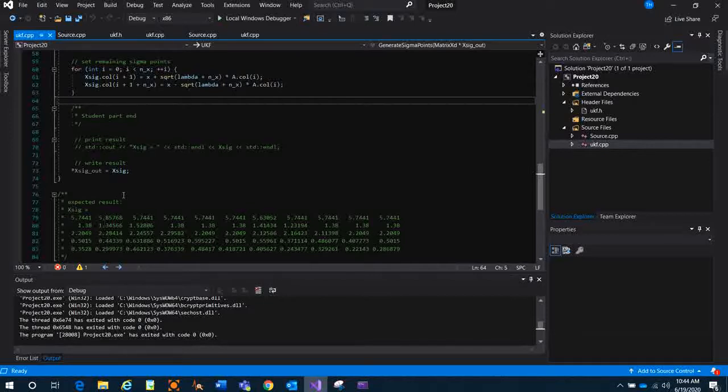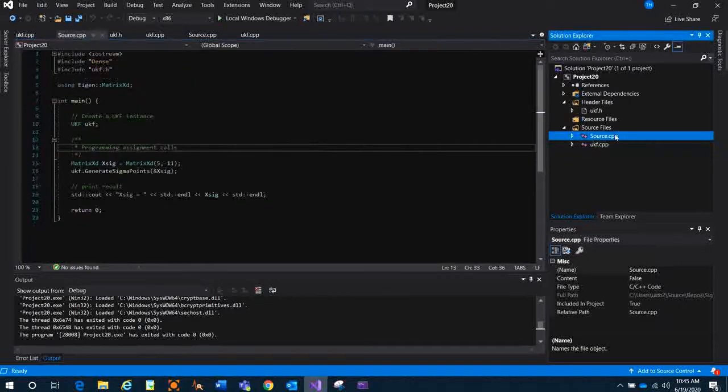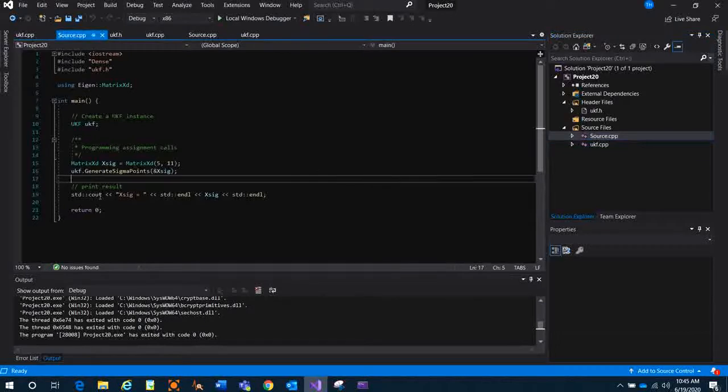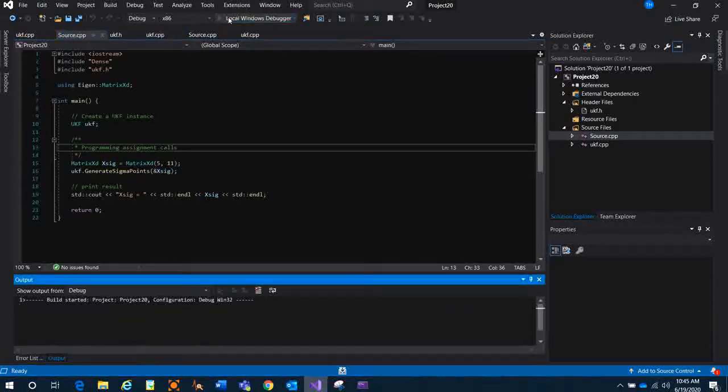The expected result right here: the first column is the mean state, and in the other columns you get the other sigma points. Let's generate a total of 11 columns, 5 rows. In main, we call the UKF class and it generates the sigma points for us. We create the matrix 5 times 11, 5 rows and 11 columns. Let's run it and see how we generate the sigma points.